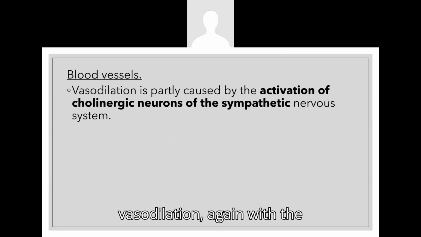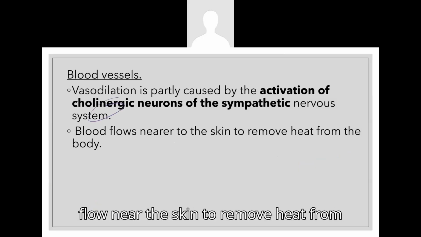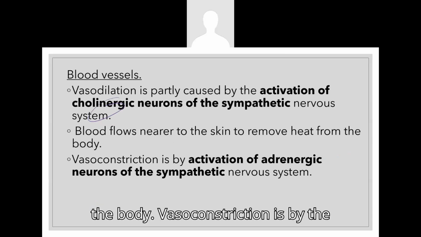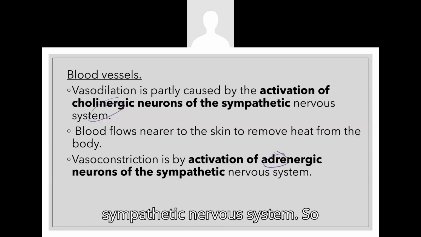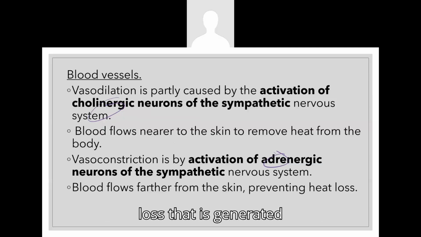Blood vessels, we discussed before, and you also know that the sympathetic nervous system also causes vasodilation, again with the cholinergic pathway rather than adrenergic. So this flows blood near the skin to remove heat from the body. Vasoconstriction is by the adrenergic sympathetic nervous system. So farther from the skin, they prevent heat loss that is generated deep in our body through cell metabolism.